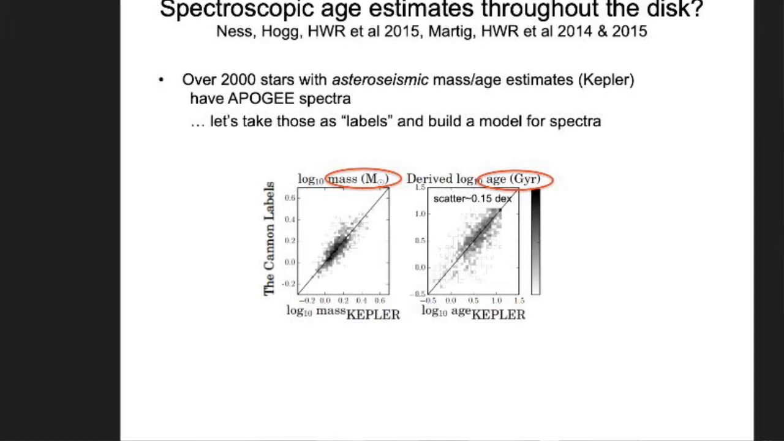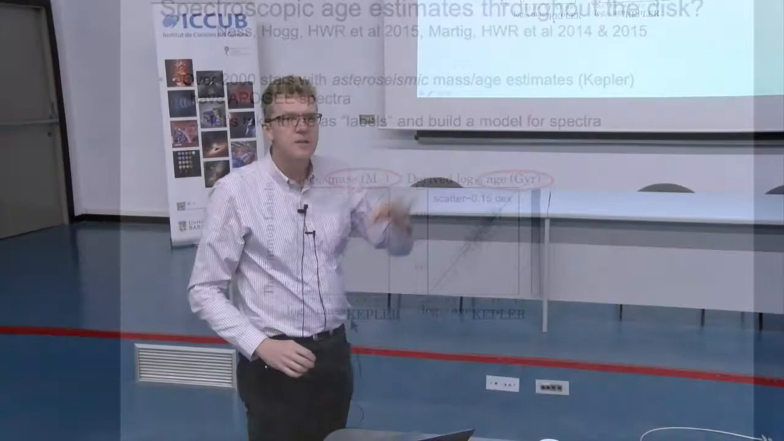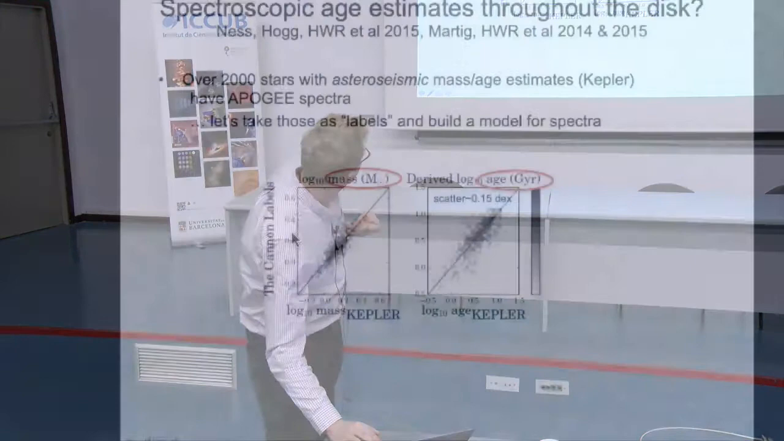And it works remarkably well. You get the mass of a giant. So what's here is cross-validation. This is the asteroseismic mass, which I think for good reason you can trust, at least in this regime. And this is what we reconstructed from spectra on the y-axis.